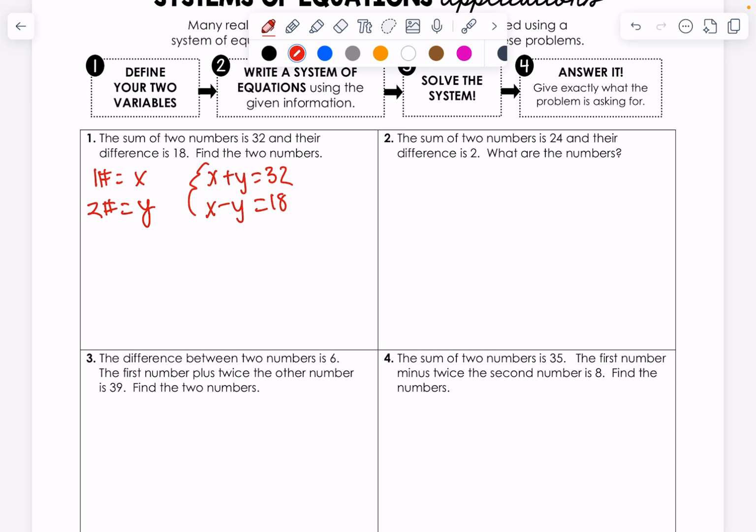I think it might be easiest to use the method of elimination. And so let's eliminate the variable y, seeing it has a common coefficient. When I add these 2 equations together, x plus x gives me 2x, y plus negative y gives me 0, and 32 plus 18 gives me 50. I can then solve for x by dividing by 2 on both sides and get x equals 25.